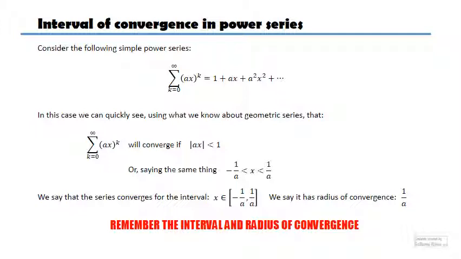So these are important things. This is the kind of stuff that they ask you to do in the exam. Find the radius of convergence, find the interval of convergence. That's the sort of thing you need to know. Let's go through a bit more of a complicated example.